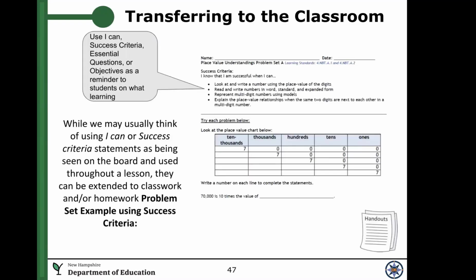And this is just a sample of how you can incorporate those I can statements or essential questions or objectives onto classwork sheets or homework sheets that you give them too, so that they can see. And it's also a good communication tool with parents if they're looking at it.